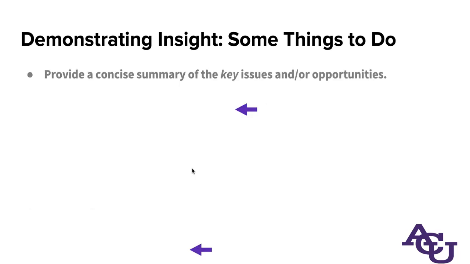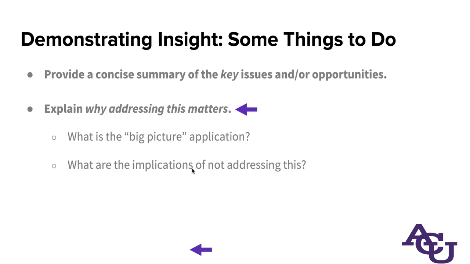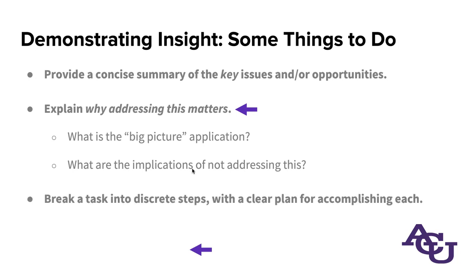And particularly, some things you should do, make sure you provide a concise summary of the key issues and/or opportunities. And in doing so, explain why addressing this issue or problem matters. And what's the big picture? What will addressing this allow you to do? And what happens if it's not addressed?